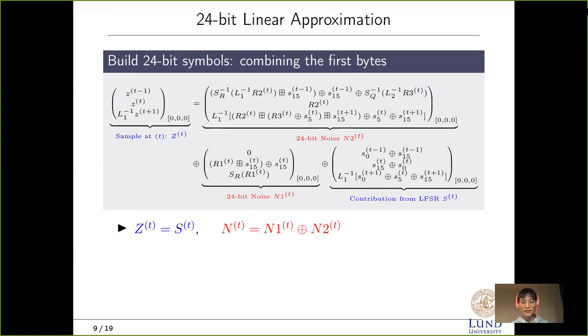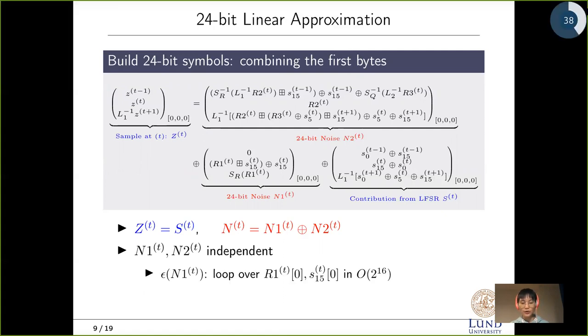So if we approximate Zt as the linear part St, we would get a noise Nt, which equals N1t XORed with N2t. And we would like to know the distribution and the bias of the noise. Since N1t and N2t are independent, we could get their distributions and the biases independently. For N1, it's easy, since we only need to loop over the first bytes of R1 and S15 with complexity 2 to the power of 16. Well, for N2, it's complicated.